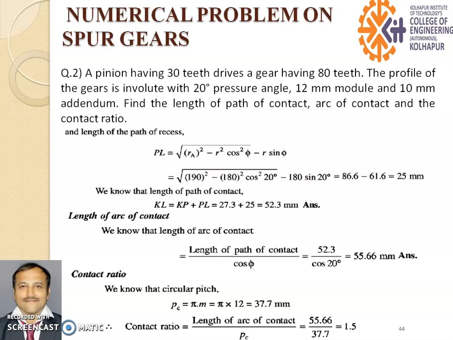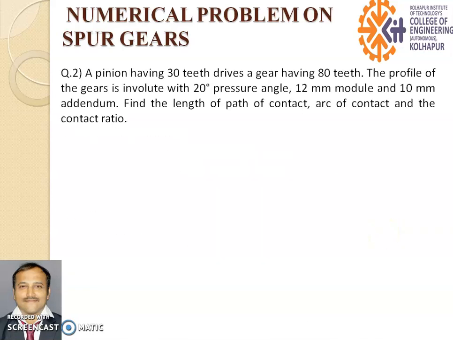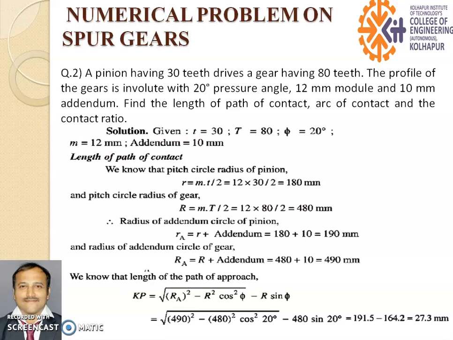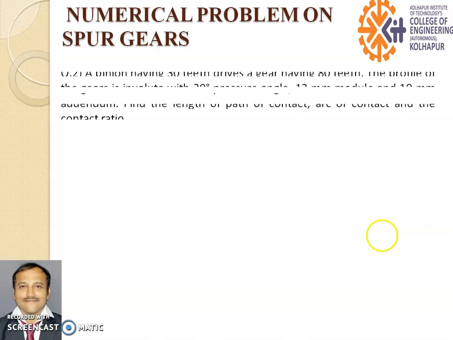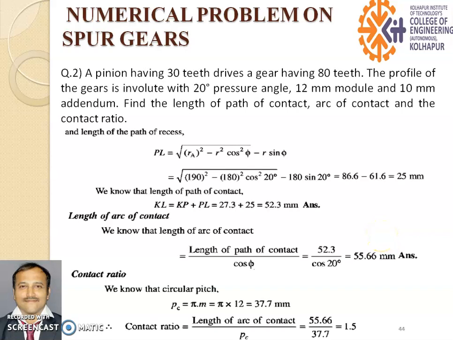Substitute the value of length of arc of contact, you can see here. If you have seen the previous slide, the length of path of approach plus length of recess gives the length of path of contact, which is 52.3. Then length of arc of contact is equal to length of path of contact divided by cos phi. Substituting 52.3 divided by cos 20, length of arc of contact is equal to 55.66 mm.